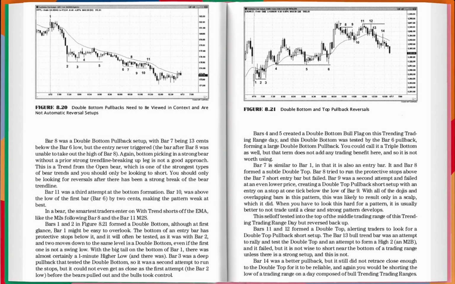Bar 7 is similar to Bar 1 in that it is also an entry bar. It and Bar 8 formed a subtle double top. Bar 8 tried to run the protective stops above the Bar 7 short entry bar but failed. Bar 9 was a second attempt and failed at an even lower price, creating a double top pullback short setup with an entry on a stop at 1 tick below the low of Bar 9.